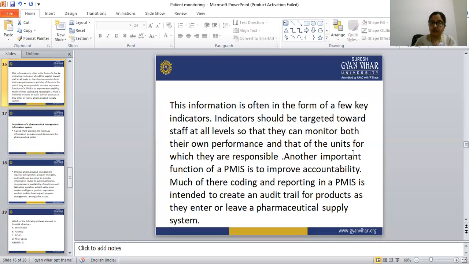The information is often in the form of a few key indicators, and indicators should be targeted towards staff at all levels so that they can monitor both their own performance and that of the unit for which they are responsible. And next is the prescription management. How the computer can manage all the prescriptions: this system may also be used for prescription management for both inpatients and outpatients.